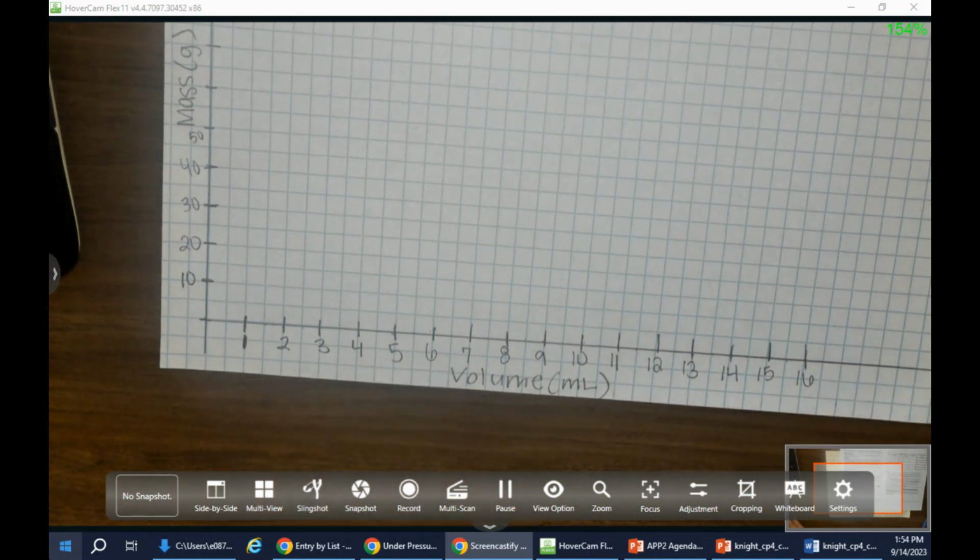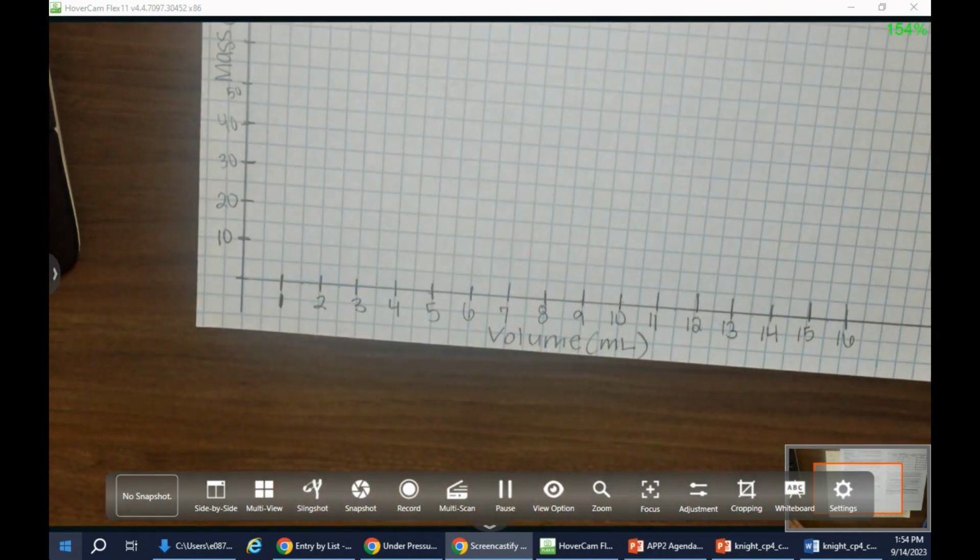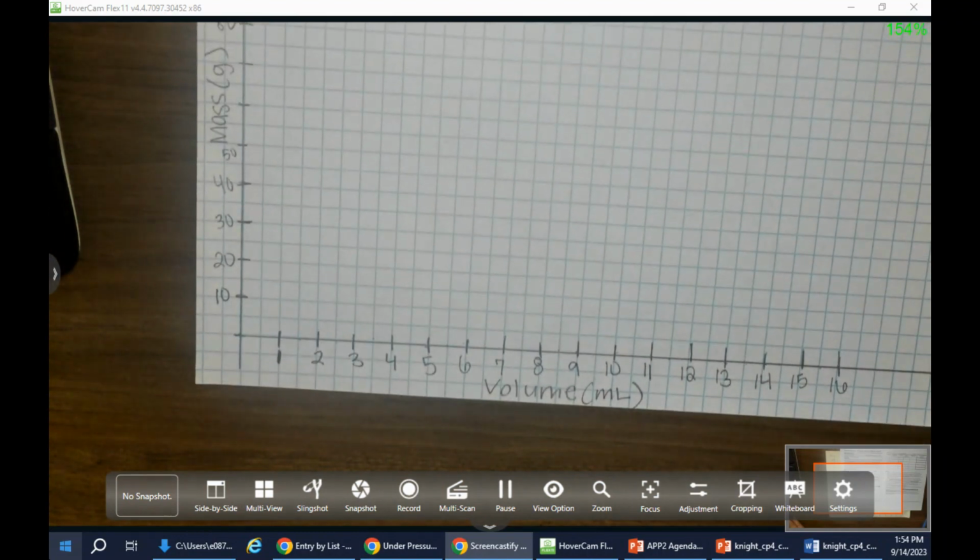I'm going to stop mine at 16, so I know it doesn't go above 16. If you happen to have a volume that's higher than 16, please let me know and I'll come look and tell you where to correct it. All right. So you can get that scale made.